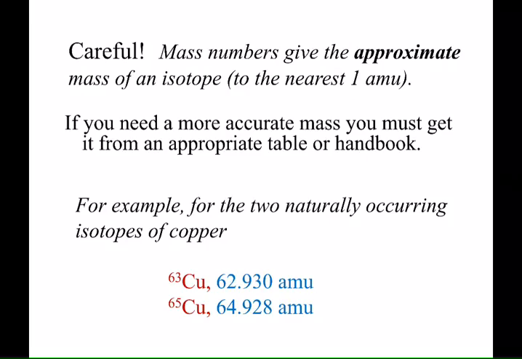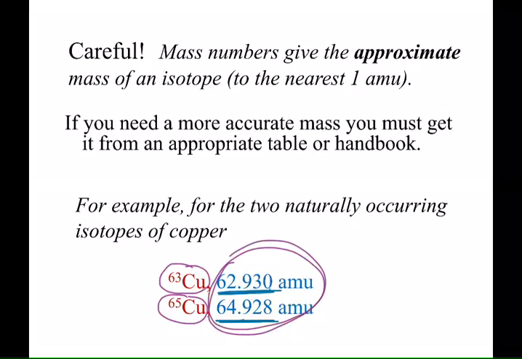One more thing before we go on to the next part is to revisit our copper, two isotopic forms of copper. So we had copper mass number 63 and copper mass number 65. And if we were to look up how much an atom of copper 63 weighs, it's 62.930 AMUs. How much does a copper 65 weigh? It's 64.928 AMUs. Some problems will actually round these numbers to the nearest whole number, and then you get 63 and 65.